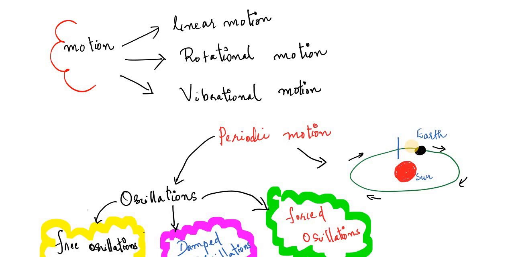That is, by definition, a periodic motion is one which repeats itself after a fixed interval of time. And this fixed interval is known as the time period. So in periodic motion, there are different types of classifications, and one among them is oscillations.